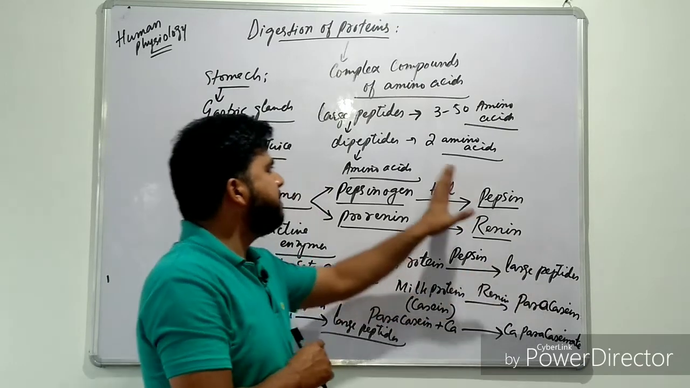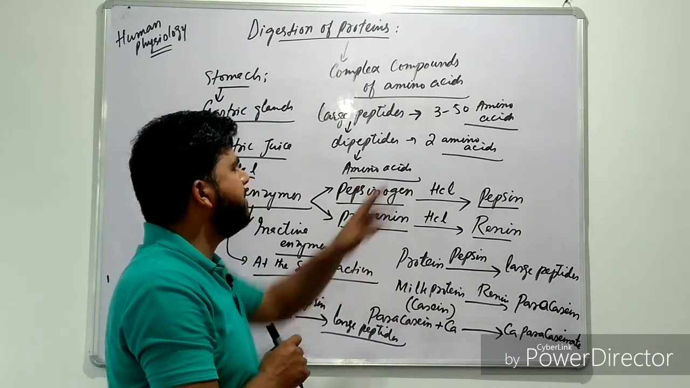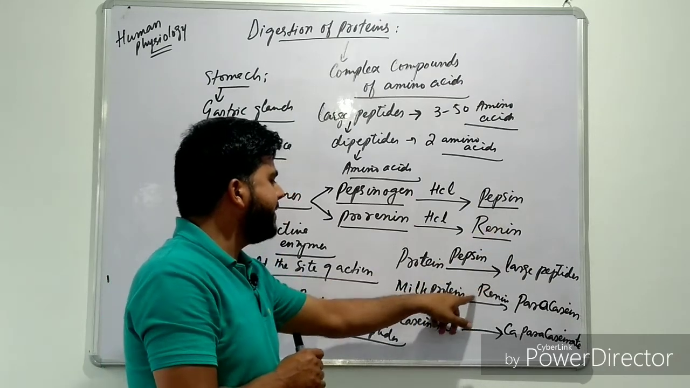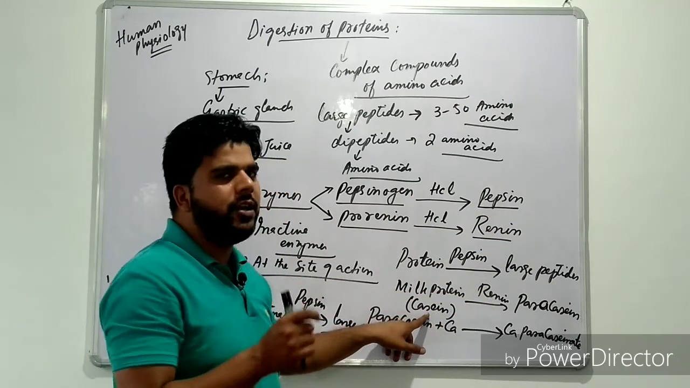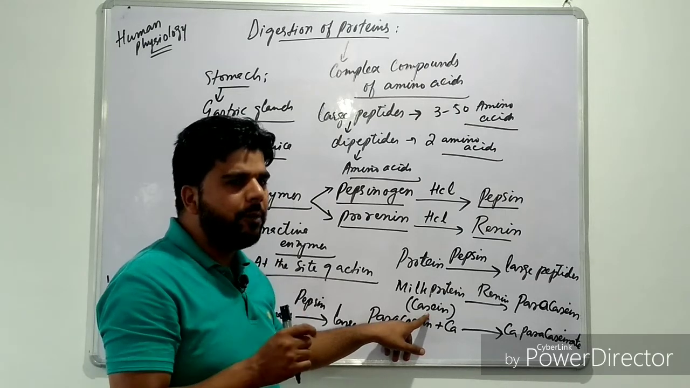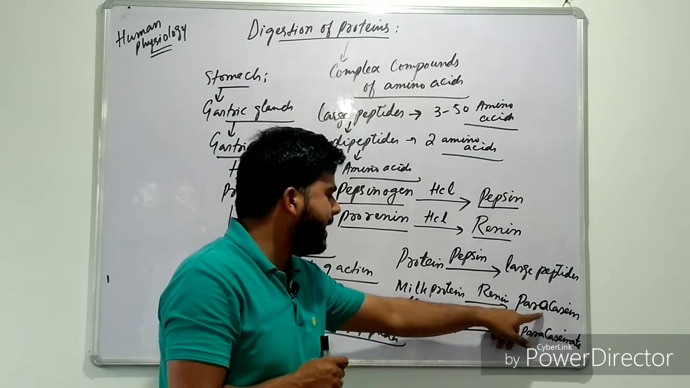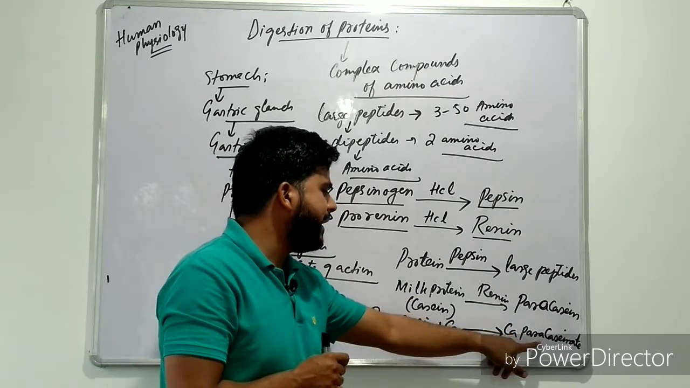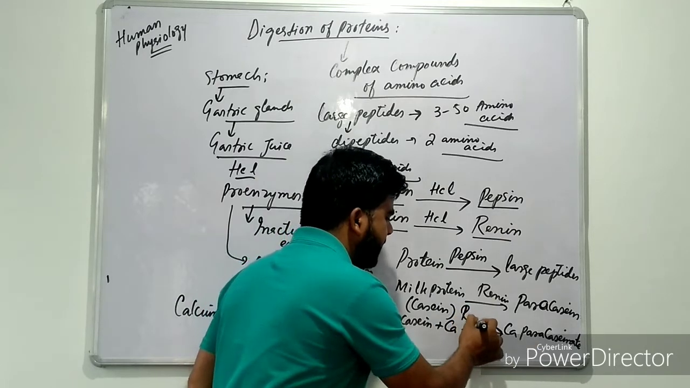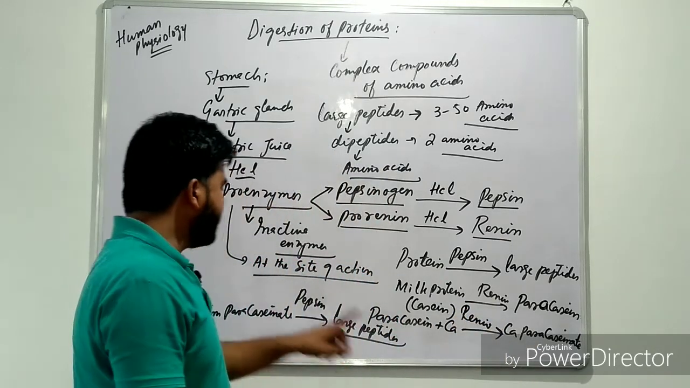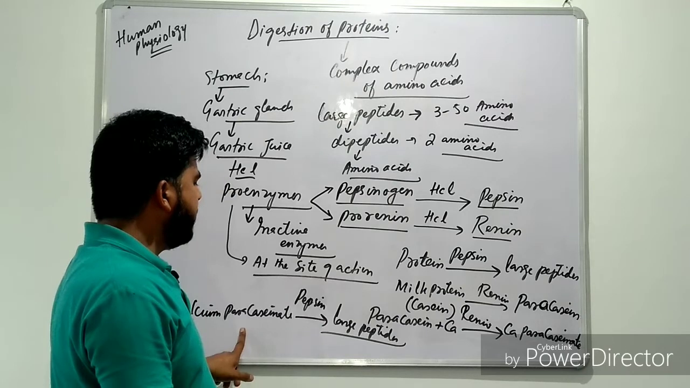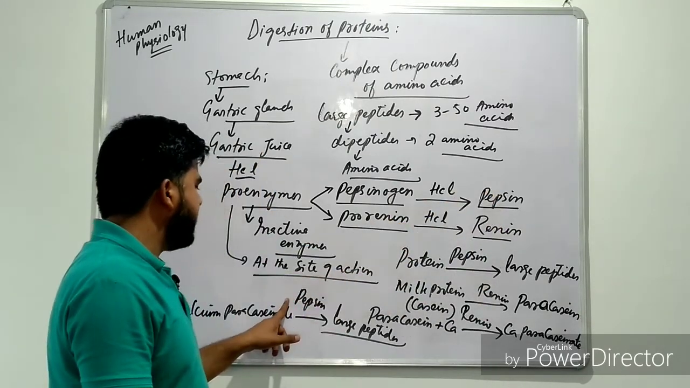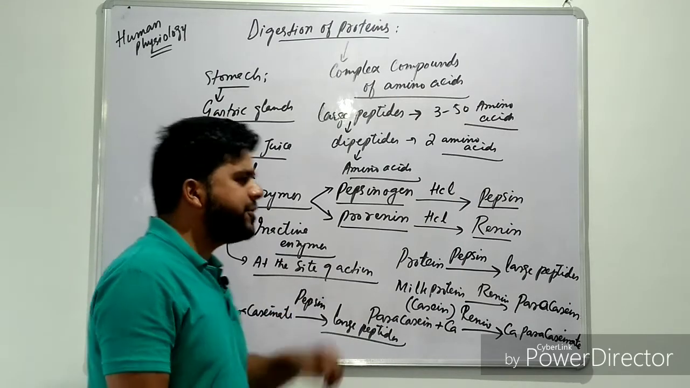What are peptides? Peptides are the smaller sized proteins. They are made up of 3 to 50 amino acids. After that, what does this renin do? Renin acts upon the milk protein, casein, which is only present in the stomach of the infants, and converts it into paracasein. Paracasein combines with the calcium to form calcium paracaseinate in the presence of renin enzyme. After that, calcium paracaseinate will not now be acted upon by the renin, but it will be acted upon by the pepsin enzyme and will convert it into the large peptides.